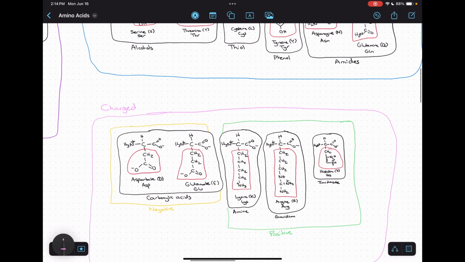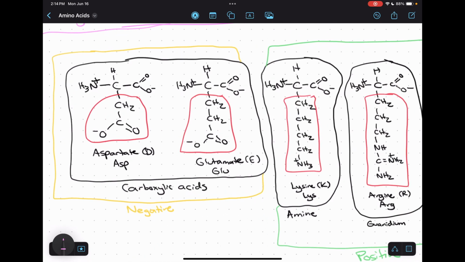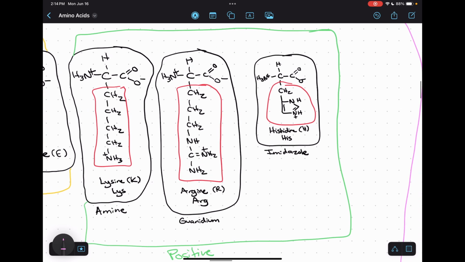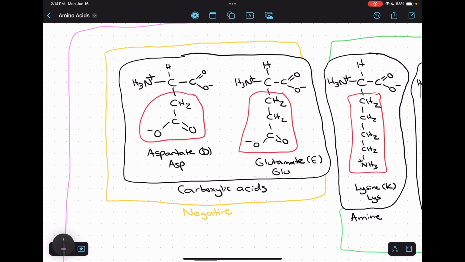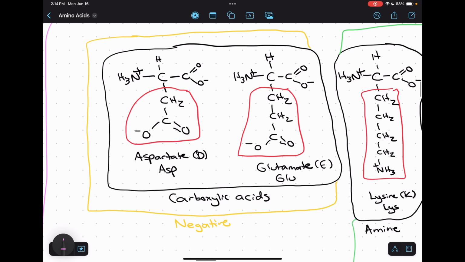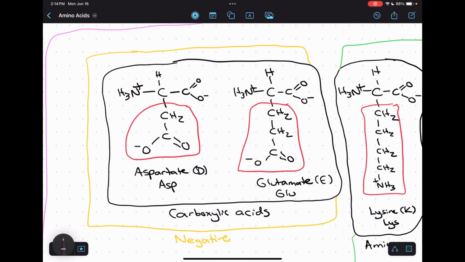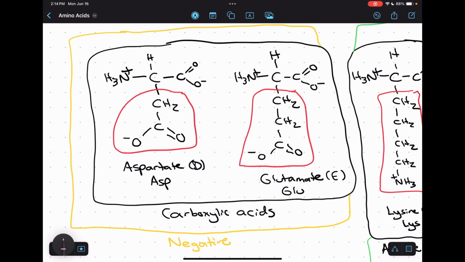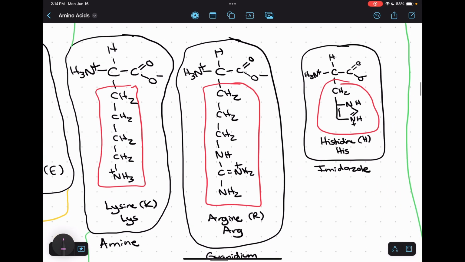For our final group, we have the charged amino acids. We have negative charged and then positively charged amino acids. The negatively charged ones are boxed in yellow. Both of these negatively charged amino acids are also carboxylic acids. We have aspartate or aspartic acid, and then we have glutamate or glutamic acid.